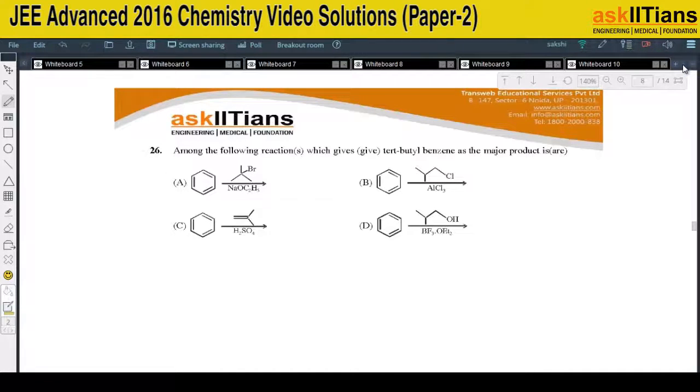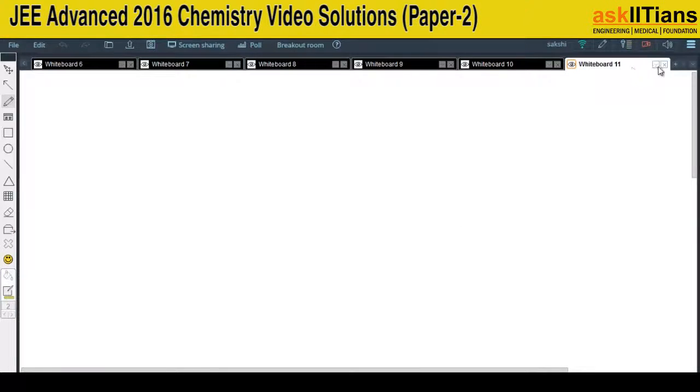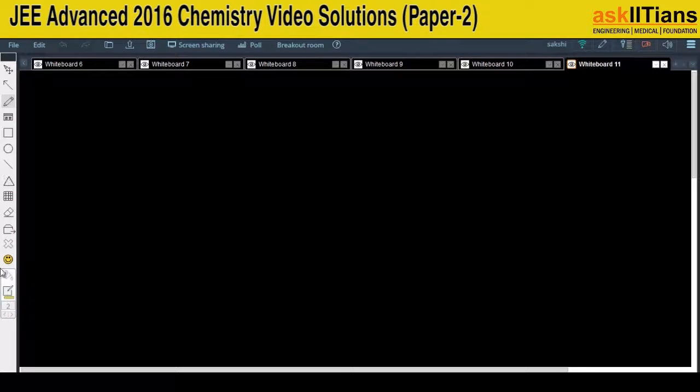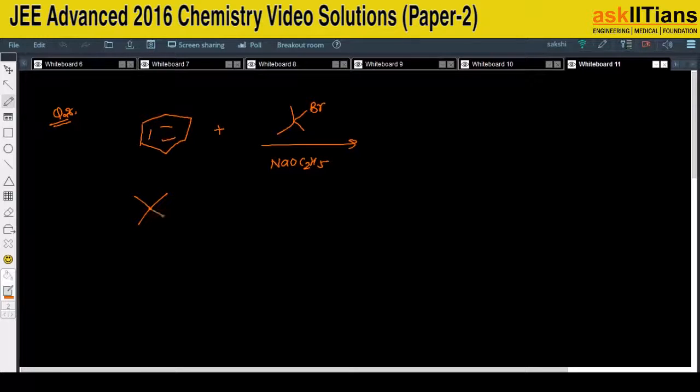So, assuming that you people would have started the question, let me write this down as question number 26. So the first is you have benzene. To this you are reacting Br in the presence of NaOC2H5. Let's see what is going to be the reaction. So first of all, this Br in the presence of NaOC2H5, so this is a tertiary alkyl bromide.